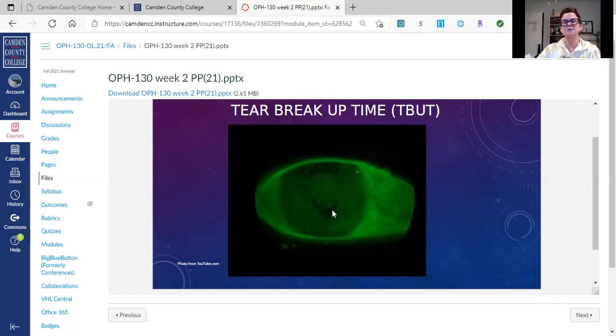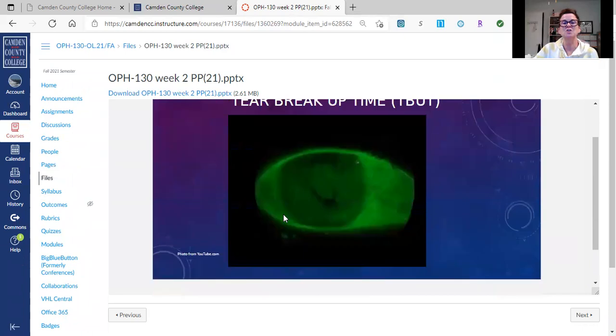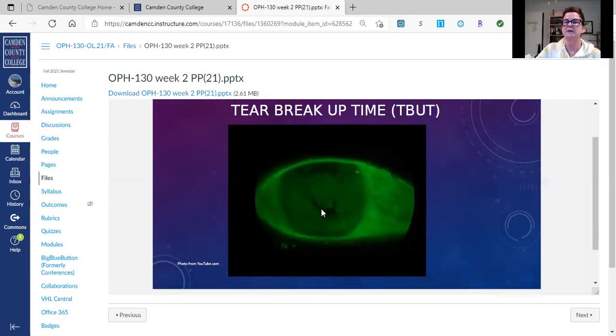So when we count until we start to see the very first sign of these dark spots or evaporation, that is when we stop. So if we're able to count to 10 seconds before we see any dry areas forming, that is a normal tear breakup time result. Anything under 5 seconds is going to be meibomian gland dysfunction.